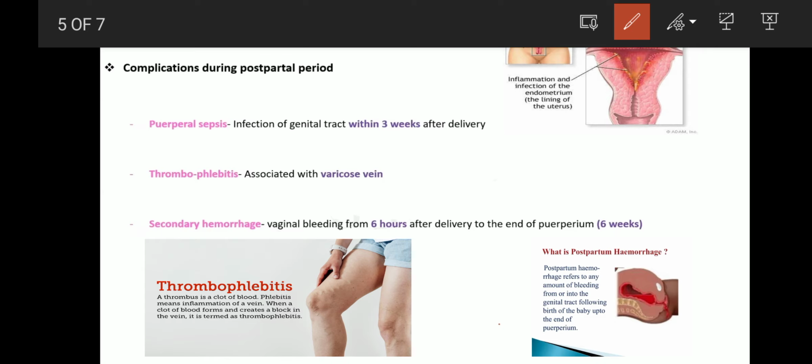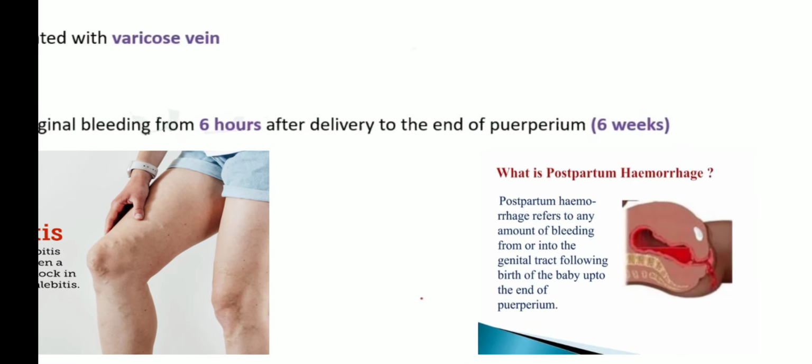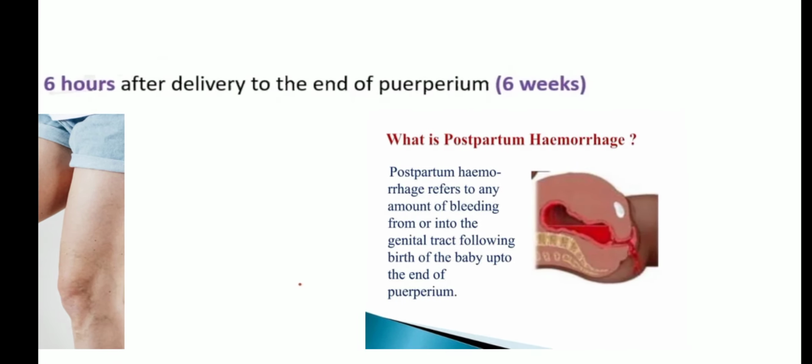Why do secondary hemorrhages occur? Postpartum hemorrhage is the amount of bleeding from or into the genital tract following the birth of the baby, from 6 hours after the baby to the end of the puerperium, that is 6 weeks. They occur because of the retained placenta or the membranes. If there is any retention of the placenta or the membranes, it can occur.